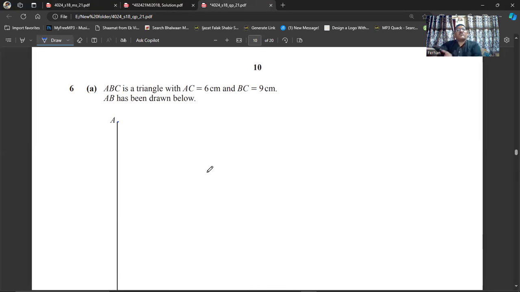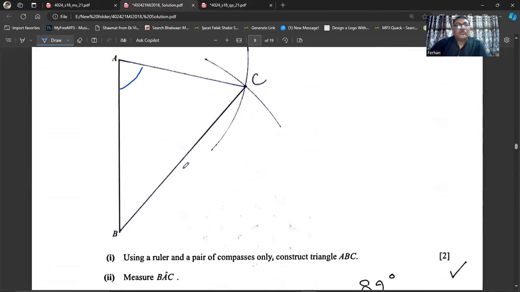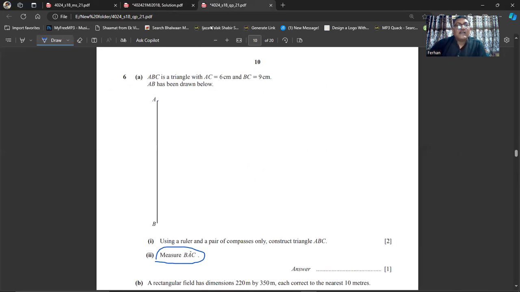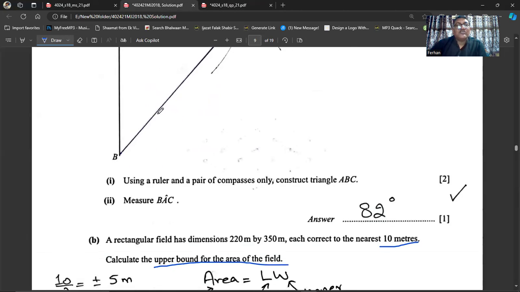He says ABC is a triangle with AC as 6 centimeters and BC as 9 centimeters. AB has been drawn for you. So what I will do, I will put my compass here. I will draw an arc of 6 centimeters. I will put my compass here. I will draw an arc of 9 centimeters where these two arcs will intersect. That will be the point C. I will join A with C and B with C. So let me show you. I have done this. Okay. Then their question is to measure the angle BAC. We have to measure it with the help of the instrument. We will measure this angle BAC, which is 82 degrees.